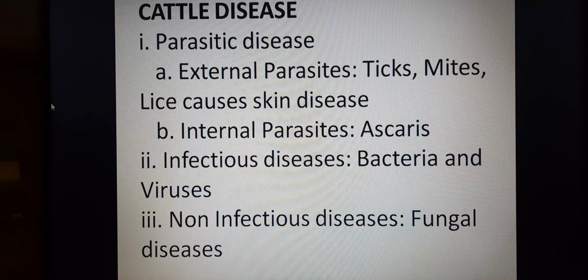Next is cattle disease. We have to control the diseases. So, parasitic diseases: external parasites like ticks, mites, lice cause skin disease. We have to control the skin disease with antifungal and antibacterial medicines for controlling the external parasites. Internal parasites are Ascaris lumbricoides, that is Ascaris, another name is roundworm, which infects their intestine and ultimately the production of milk will be very low and their health condition also hazardous. Infectious diseases are bacterial and viral diseases, and non-infectious diseases are like fungal diseases.